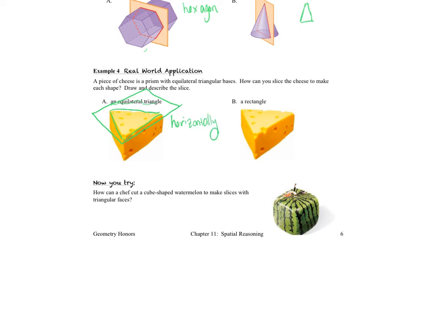Now to get a rectangle, I'd have to cut through this way. That's going to be vertically, like top to bottom. For the Now You Try, how can a chef cut a cube-shaped watermelon to make slices with triangular faces? So in order to do that, you're going to have to cut through this way. So it's vertically, but at an angle.